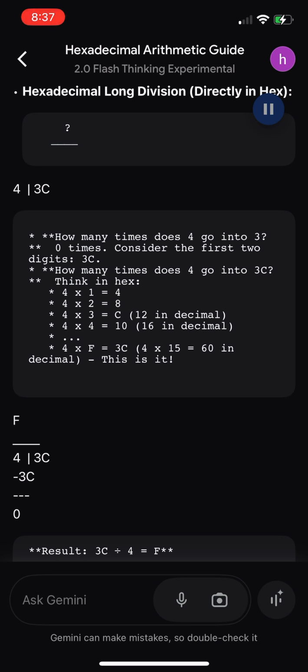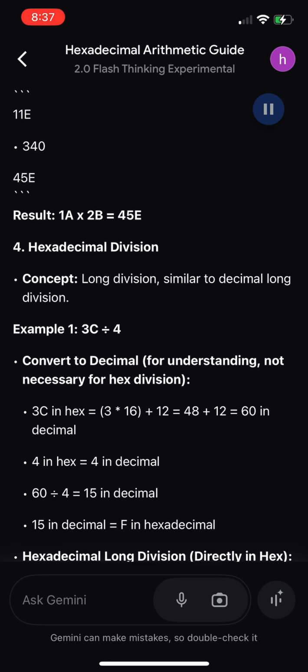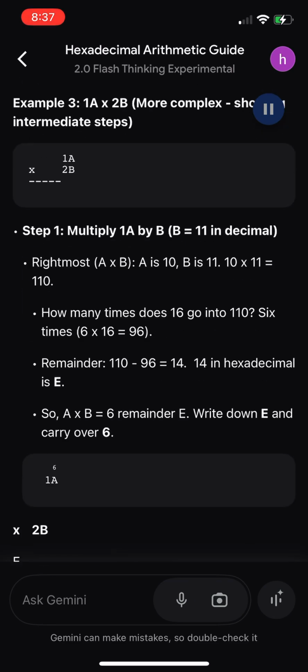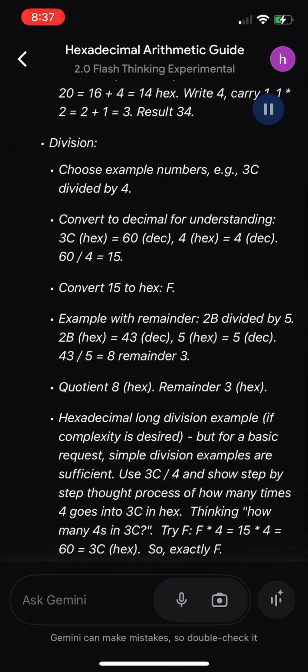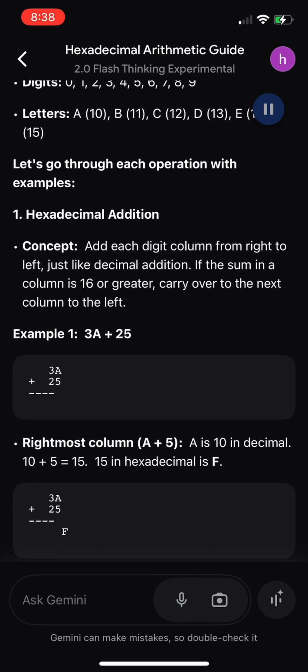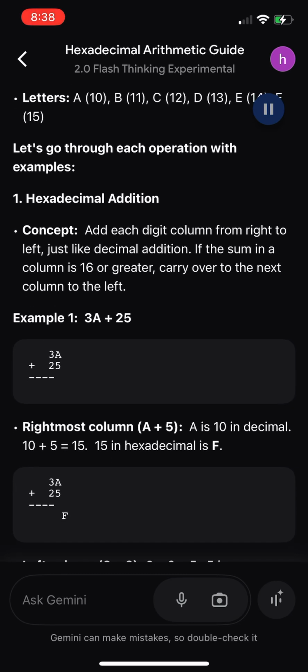Let's try 2 in hex. 1A × 2. A × 2 equals 10 times 2 equals 20, which is 16 plus 4, or 14 in hex. Write 4, carry 1. 1 × 2 plus carry 1 equals 3. So 1A × 2 equals 34. 34 is smaller than 45. So 2 is correct for the first digit of the quotient.